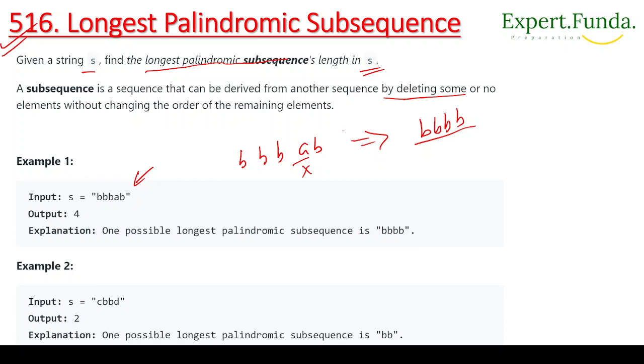This question is based on DP on a string, and we are going to see how to develop the code. As you can see in examples 1 and 2, we are given a string S, and our task is to find the length of the longest palindromic subsequence, whatever the length comes out to be, like here we have 4. Let's see the recursive DP approach.